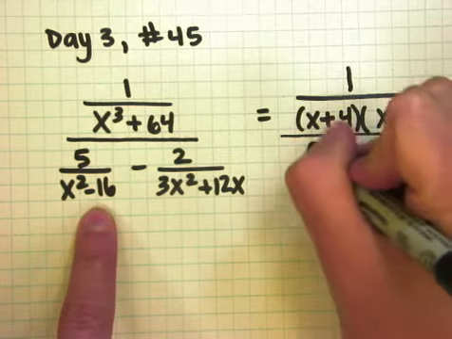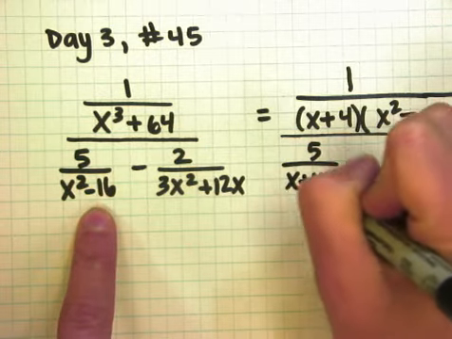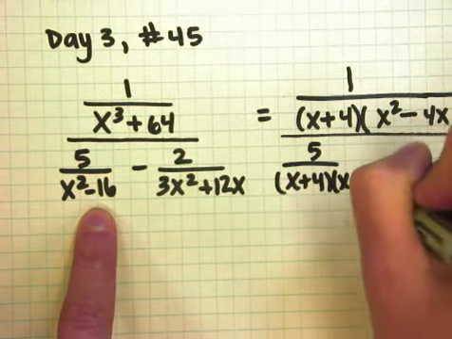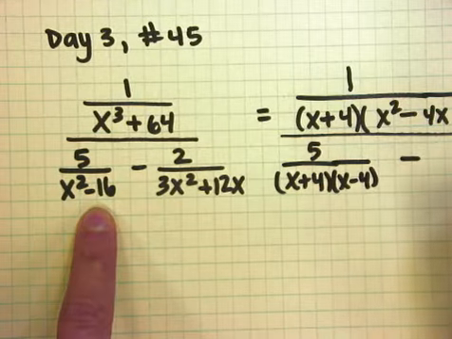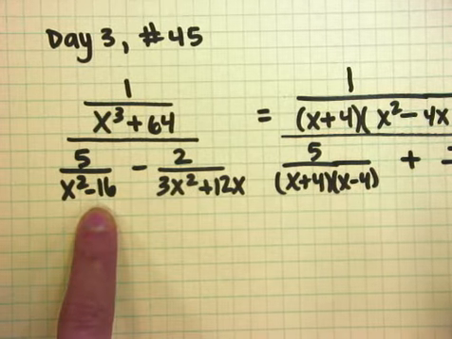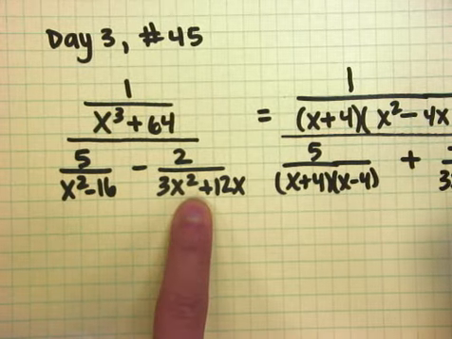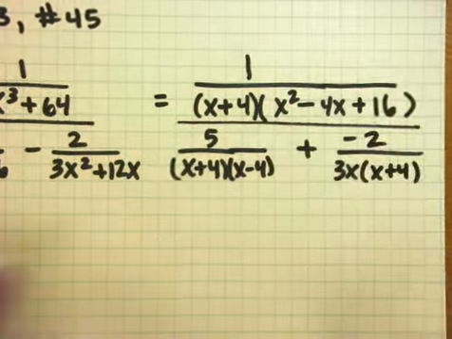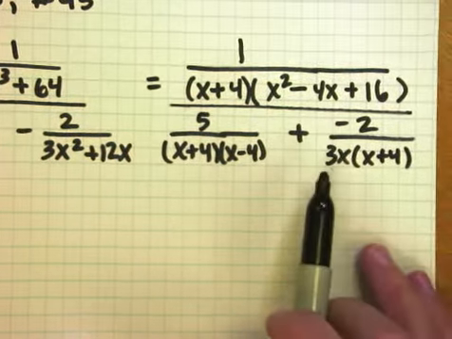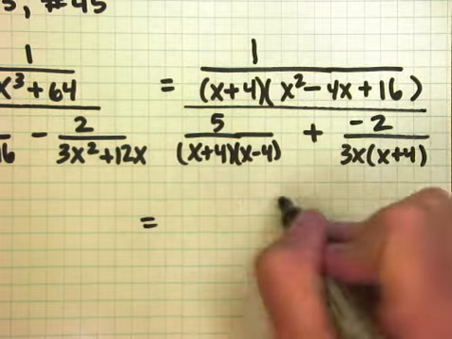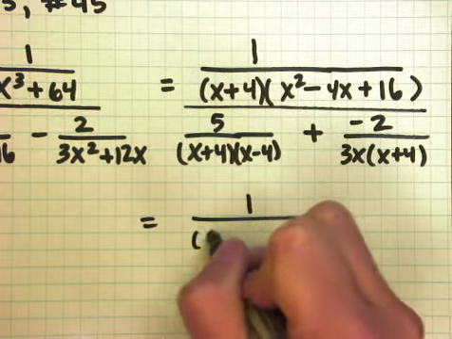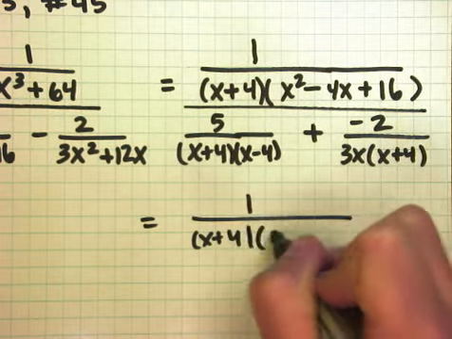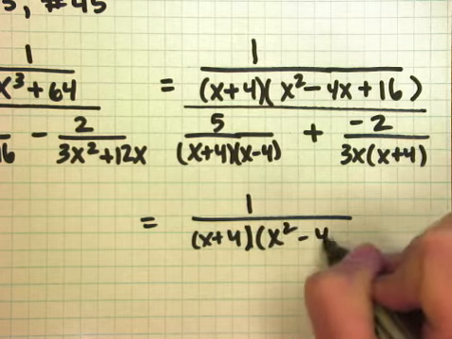I then have 5 over x plus 4 times x minus 4. And let's see, I'm going to make that a plus and negative 2, and I can take a 3x out here, so this is x plus 4. I now want to simplify this fraction and get a common denominator on the bottom. So I still have 1 over x plus 4 times x squared minus 4x plus 16.